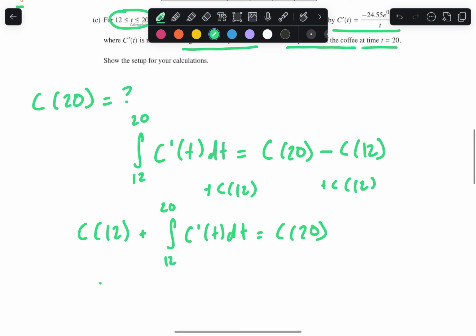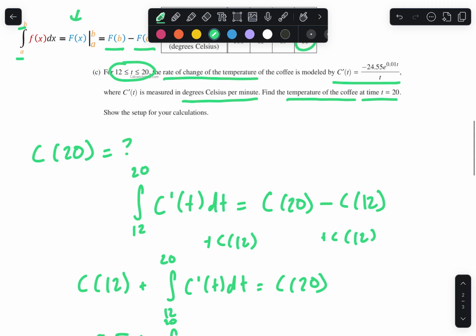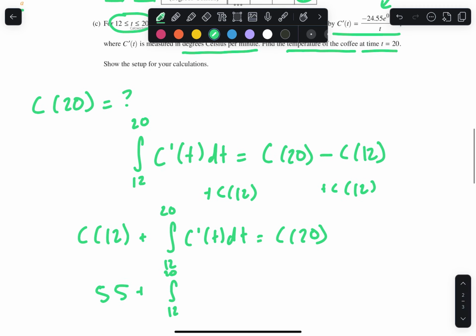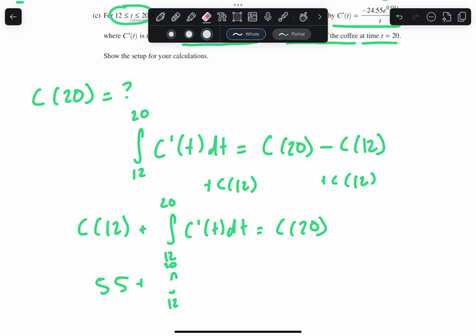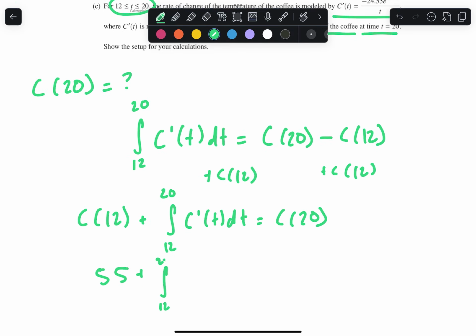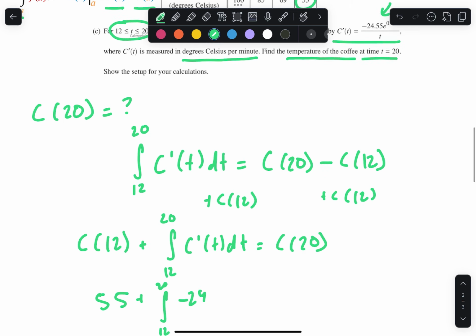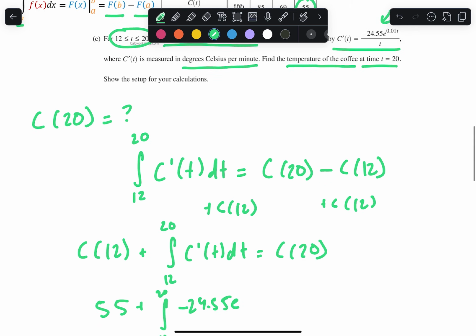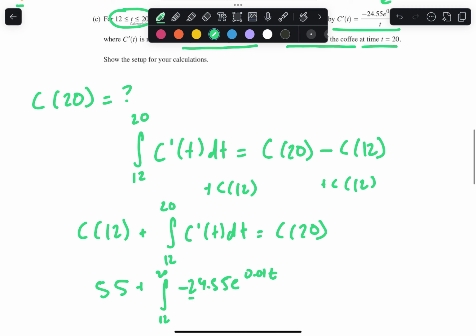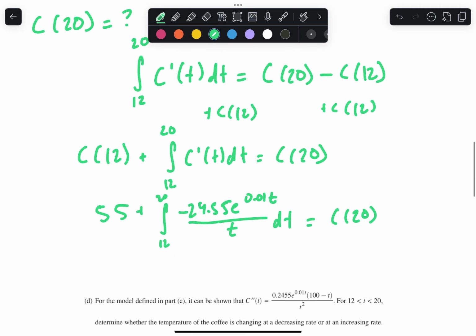So 55 plus the integral from 12 to 20. We can also substitute in our C prime of t because we have it. It was provided for us in the problem. Let me clean this up a little bit. 12 to 20. What is this equation? Minus 24.5 e to the 0.01 t all over t dt is equal to C of 20. So this is a calculator problem. So go ahead and use your calculator to figure out what this mess is.